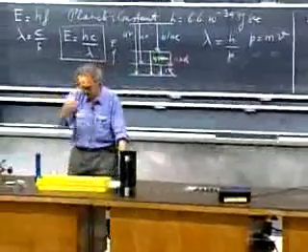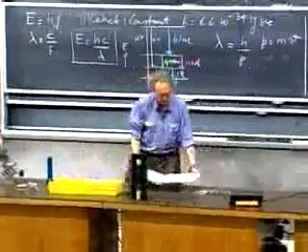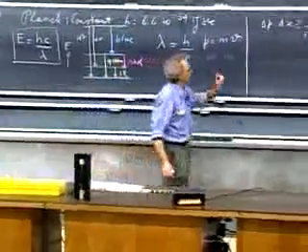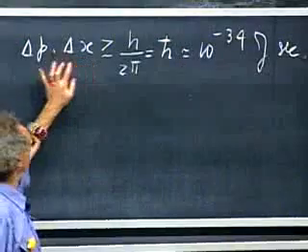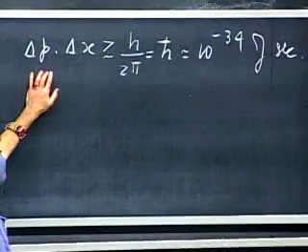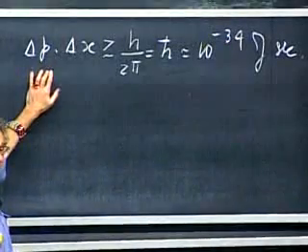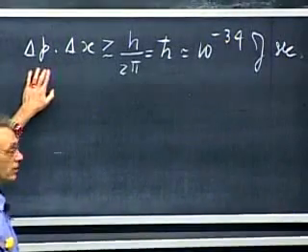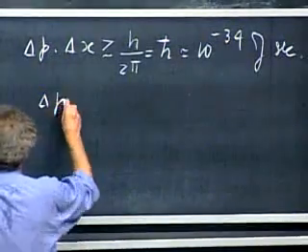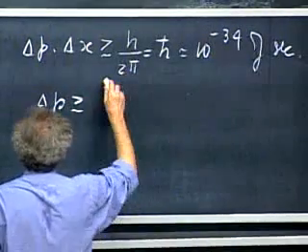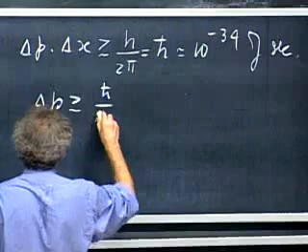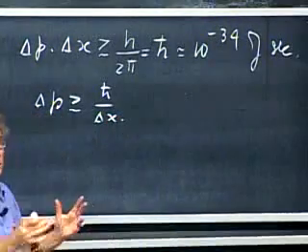What does this mean now? It means that if the position is known to an accuracy delta x, and we'll give you some examples, then the momentum is ill-determined, not determined to the amount delta p larger than or equal to h bar divided by delta x. That's what it means.